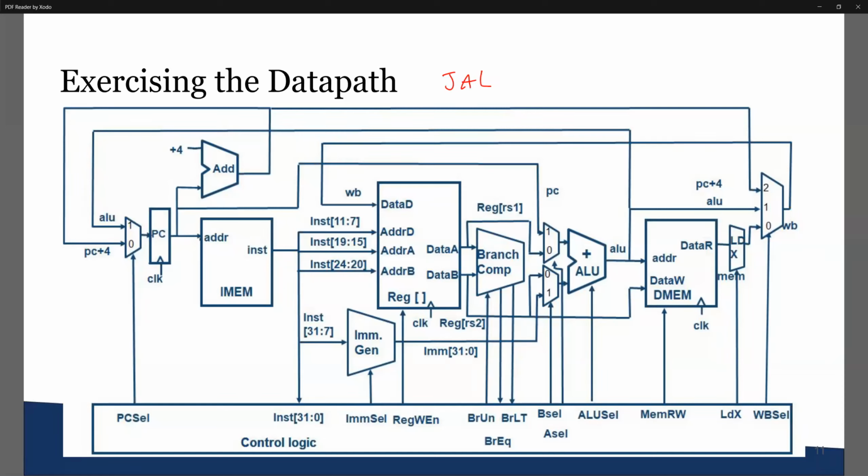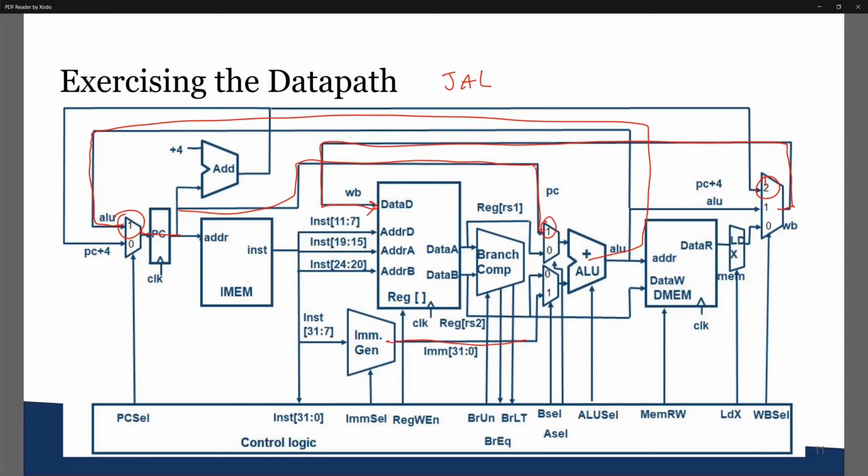So the write back is going to get PC, so WB select is going to be 2. And then PC is going to end up getting PC plus the immediate, so it's going to get the ALU option. So PC select is 1. And then for the A select and B select, it's going to be 1 for the top one because we want the PC, and then 1 for the bottom one as well because we want the immediate.